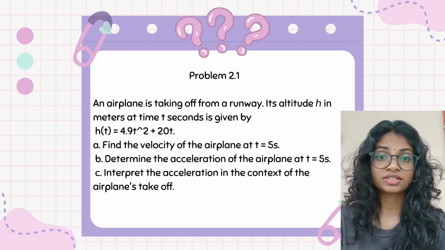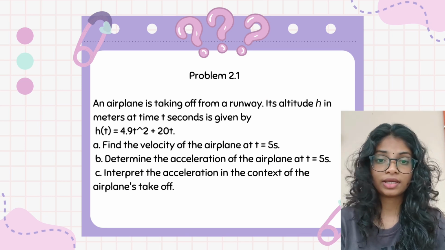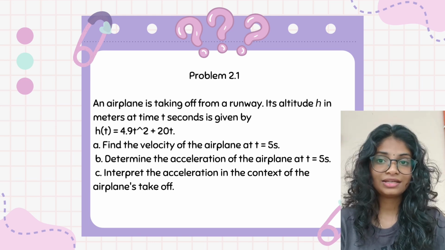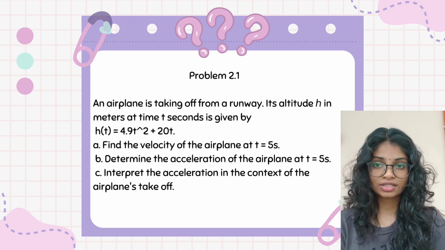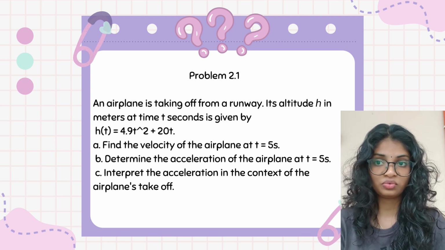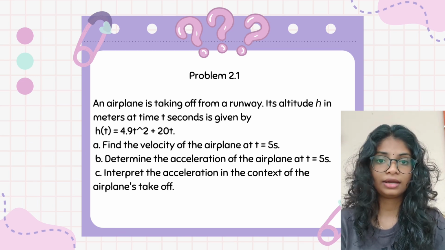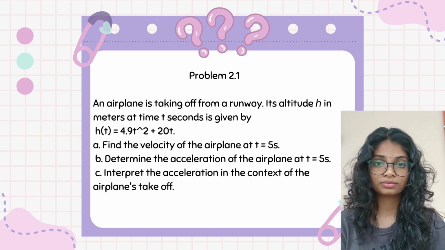Before I start explaining my solution to problem 2.1, I would like to explain the question first. An airplane is taking off from a runway. Its altitude h in meters at time t seconds is given by h(t) = 4.9t² + 20t. In this question, I am to find three parts. The first part is to find the velocity of the airplane at t = 5 seconds. The second part is to determine the acceleration of the airplane at t = 5 seconds. And lastly, to interpret the acceleration in the context of the airplane's takeoff.